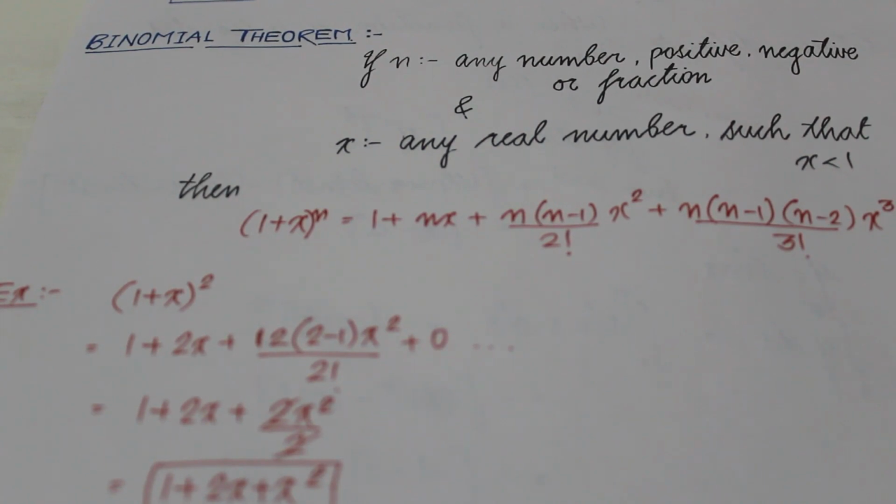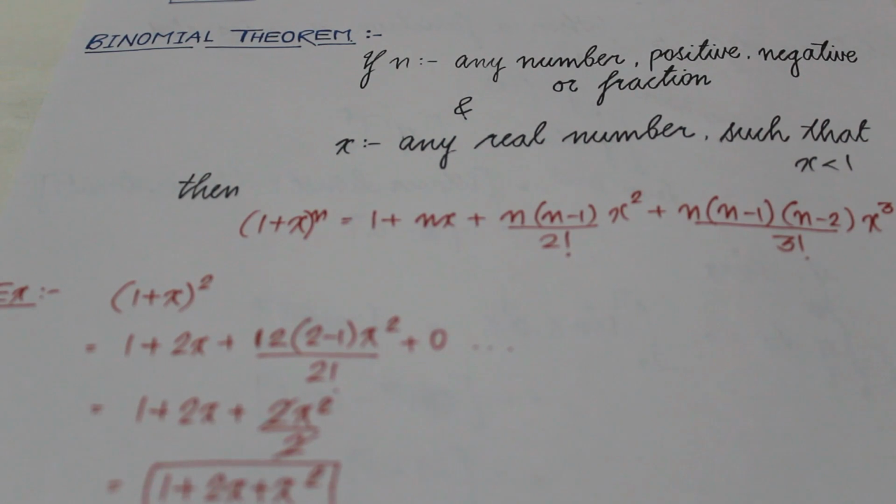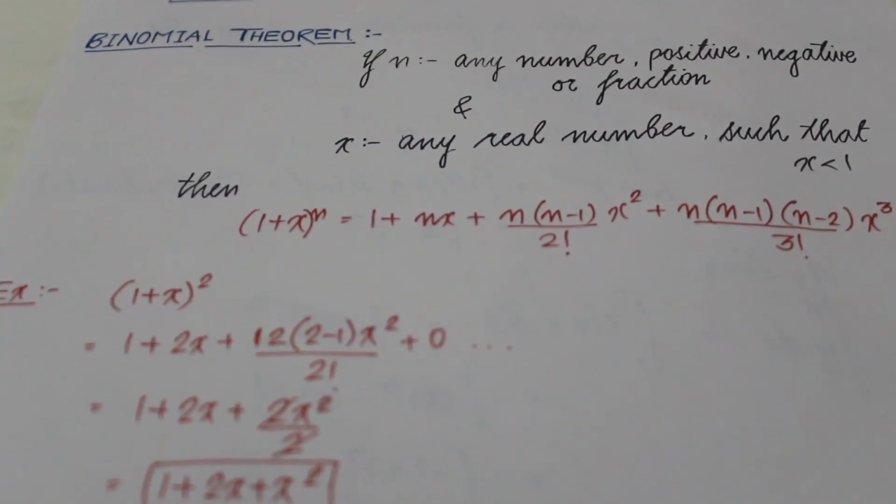All of you know what is a plus b whole square. It is a square plus b square plus 2ab. Now what is a plus b whole cube? It is a cube plus b cube plus 3a square b plus 3ab square. What if I ask what is a plus b to the power 5? Now how are we going to solve this? For this we use binomial theorem. Now let's study binomial theorem.